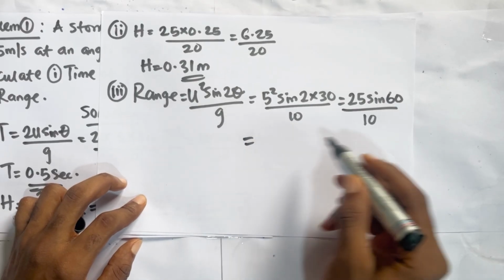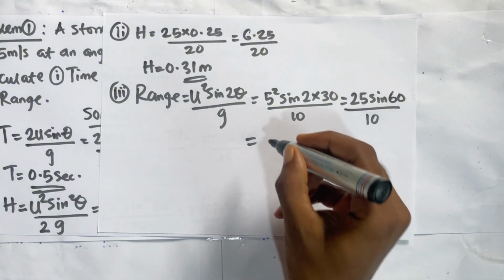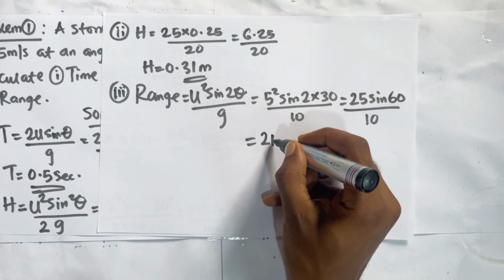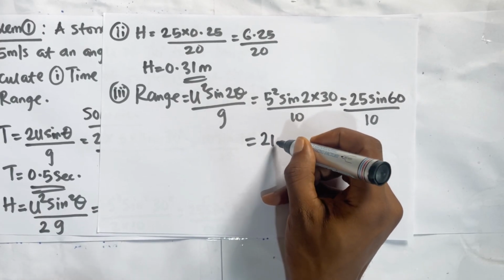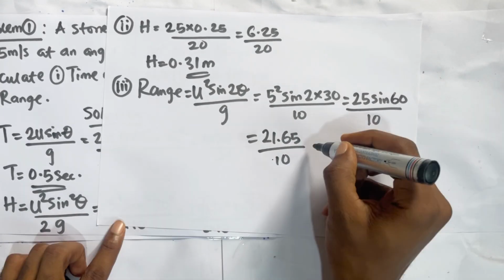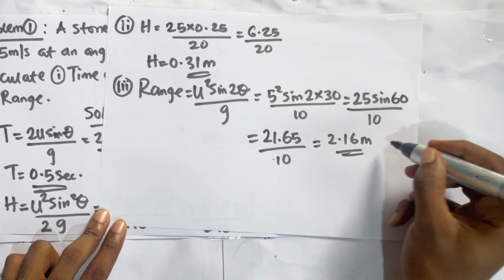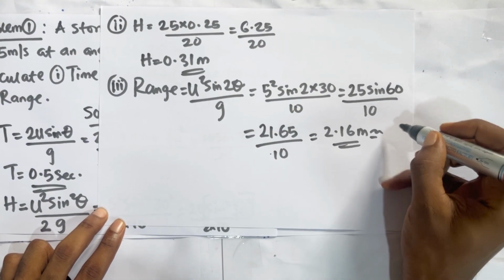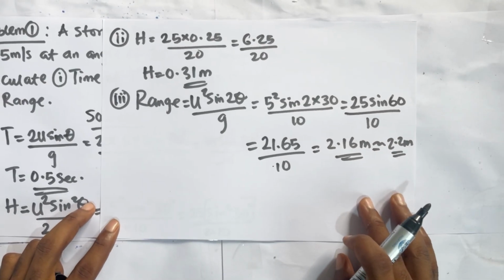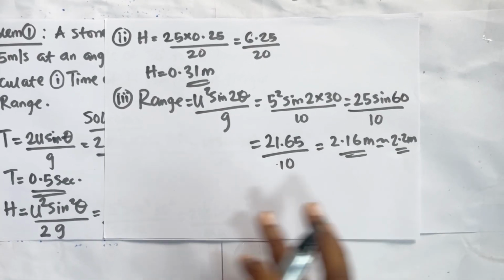So therefore, 25 sine 60 will give us 21.65. Please confirm with your calculator to know if we are on the right track. Divided by 10 gives 2.16 meter. The range is measured in meter. Approximately, this is given as 2.2 meter. So take notes and make sure you go through this video again to understand this problem solving.